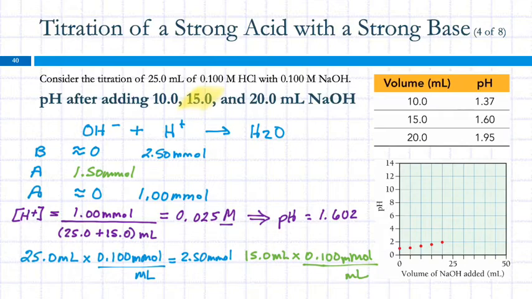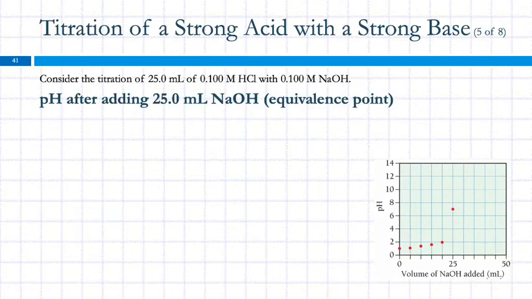So we're going by 5 milliliter increments here. And the next one is the equivalence point. We did this calculation at the beginning. It was going to take 25 milliliters of sodium hydroxide to react with the 25 milliliters of HCl.